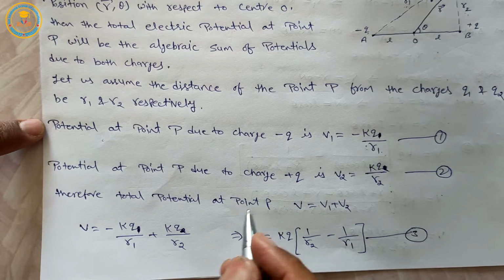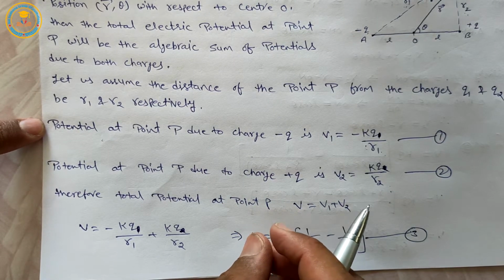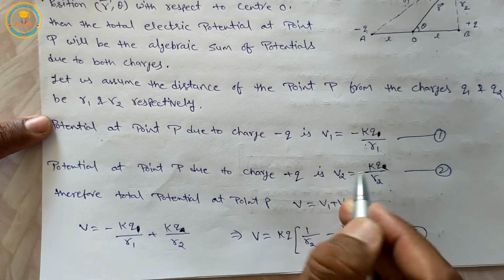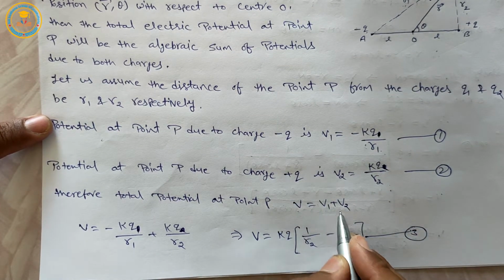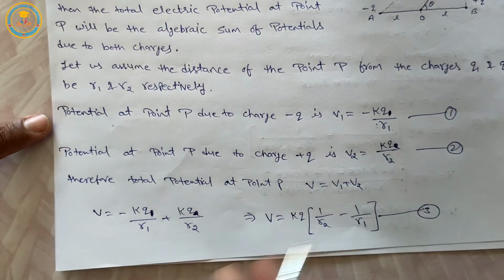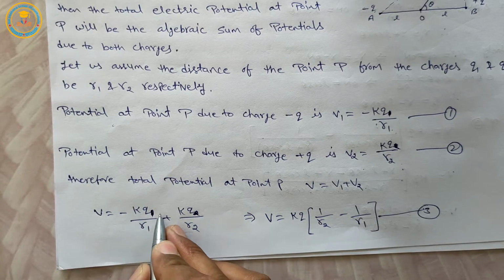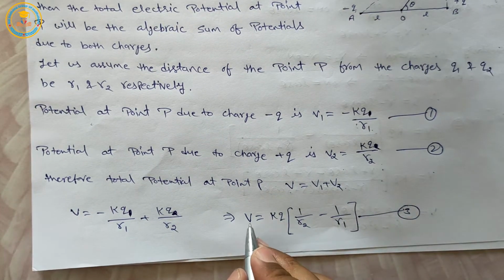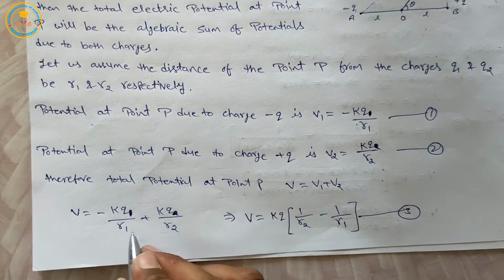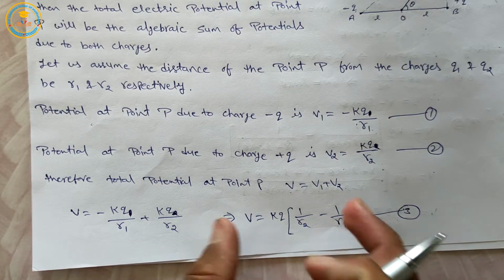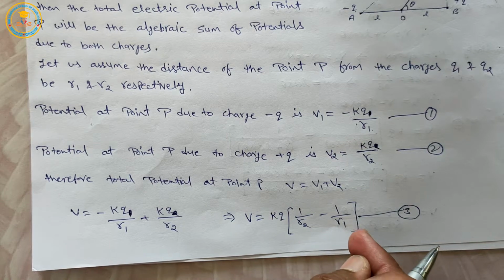Therefore, the total electric potential at point P is equal to the algebraic sum of these potentials. So V is equal to V1 plus V2. Putting the values of V1 and V2, we get V is equal to minus kq upon r1 plus kq upon r2. So V is equal to kq, taking common, we get 1 upon r2 minus 1 upon r1. Now we determine the values of r1 and r2.